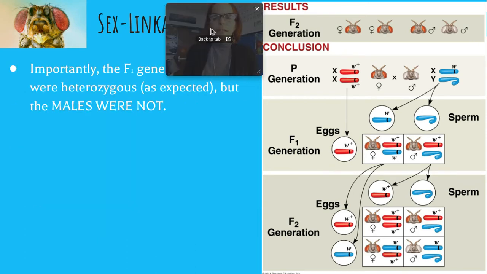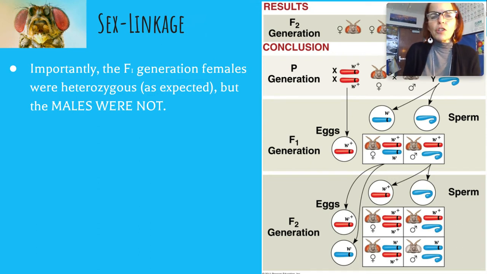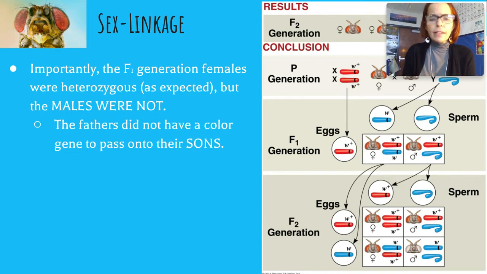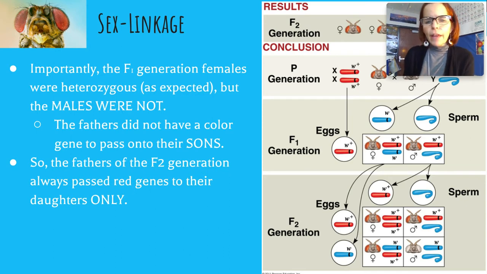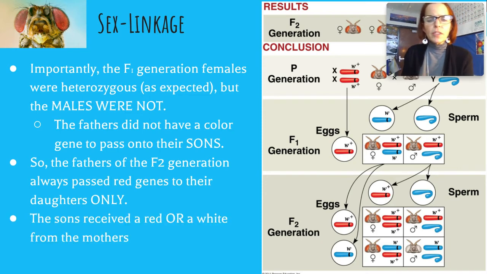Importantly, the F1 generation females were heterozygous. Here they are. Right there, they're heterozygous, but the males were not. The fathers did not have a color gene to pass on to their sons. So the fathers of the F2 generation, here they are, this is their sperm, always passed red genes on to their daughters only. And then they just passed on the Y chromosome to their sons. The sons received a red or a white from their mothers, and that's what determined their eye color.